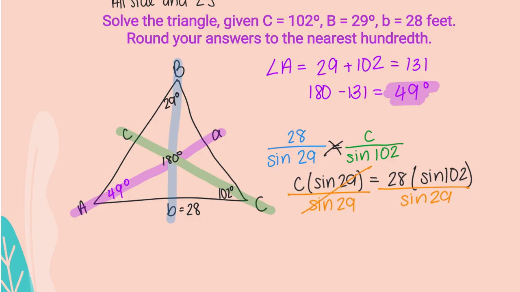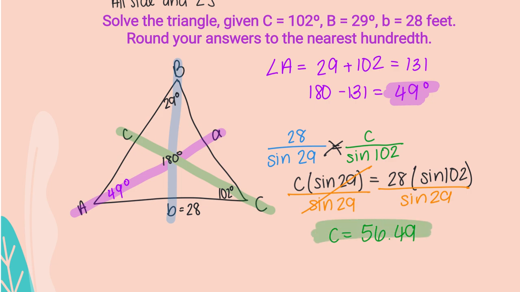So all I have to do now is plug it into the calculator. 28 times sine 102, click enter, then divide by sine 29 and you should get your answer. If you plugged it in correctly on your calculator, your answer should have been for C. Lowercase c is 56.49. All right, now let's go ahead and look for our last side.